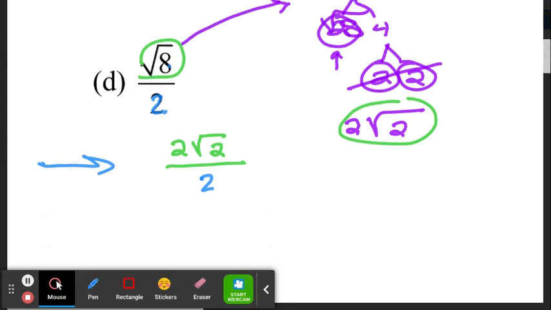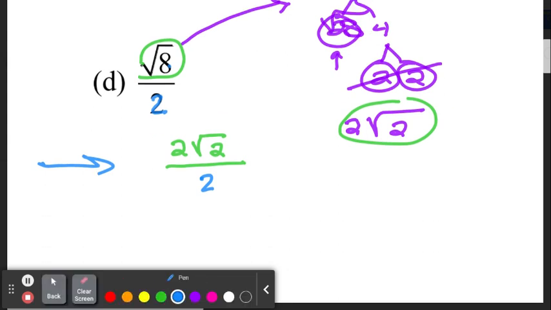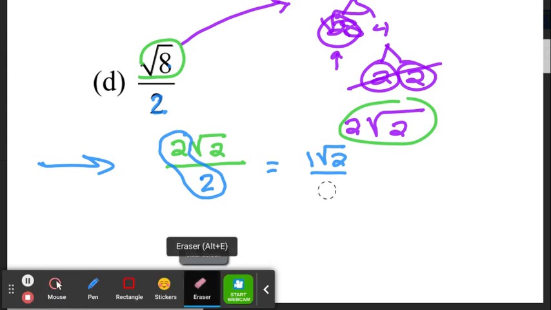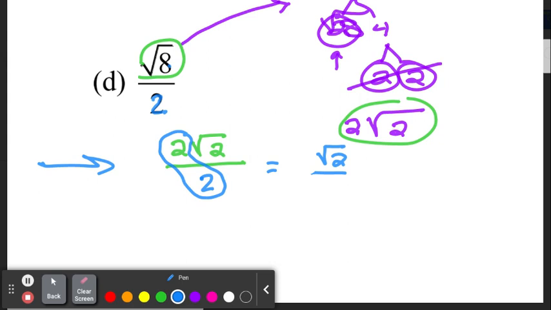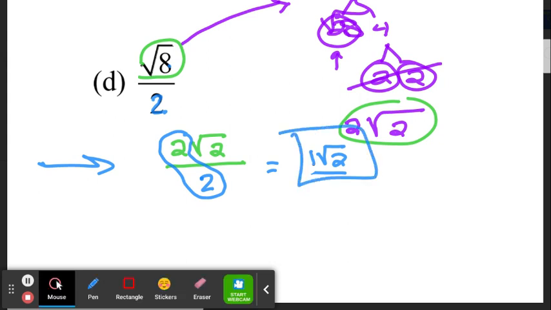Now, one more thing we have to do is simplify this fraction. 2 over 2, just like we did with our exponents, is a 1. So this becomes 1 square roots of 2. If you want to put a 1 here, you can, but that's optional. Okay? And this one actually is as well. But if you want, you can put 1 square roots of 2. And that's your answer.